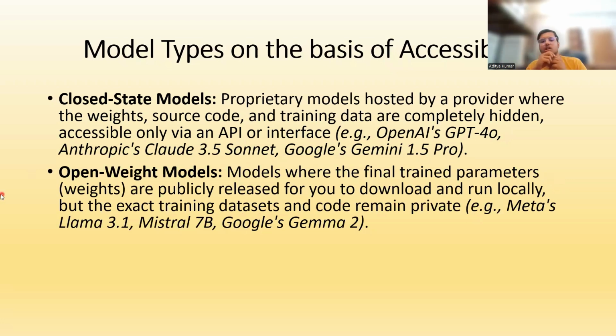Why do you think that the dataset remains private? Because they do not want to show you which dataset they have trained on, because it might be possible that they have trained on a not publicly available dataset, which is wrong and actionable. So to hide that, they keep the training dataset and the code private. For example, Meta Llama 3.1 that we have used just now, the Mistral 7 billion parameter model, I think, and Google's Gemma 2 model.